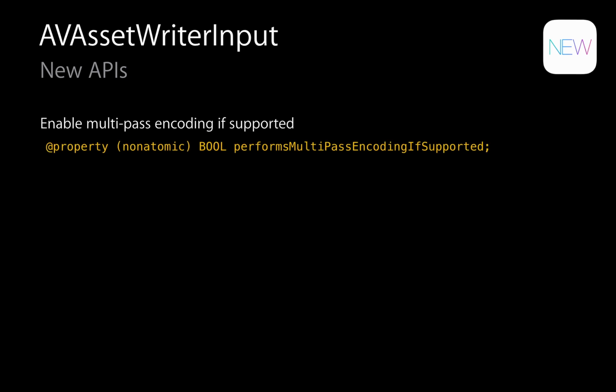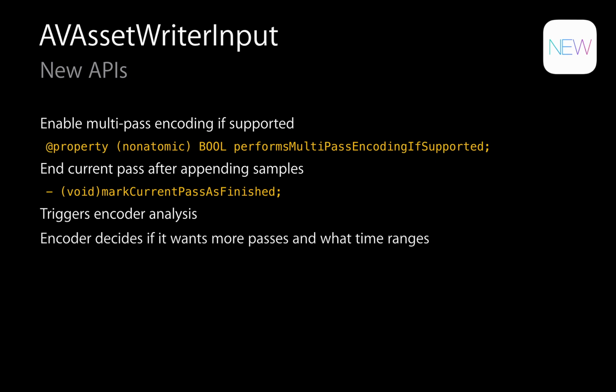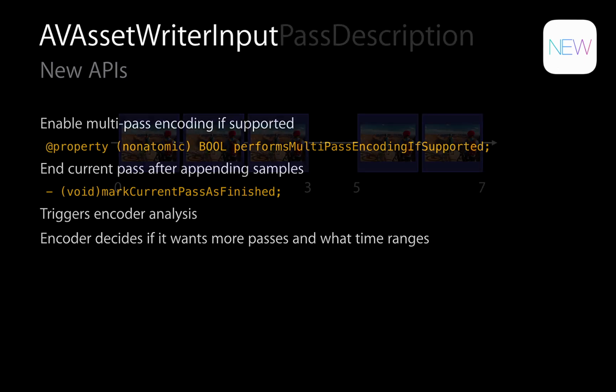Let's go over the new AV Asset Writer input APIs. Like AV Asset Export Session, you need to enable multipass. Set this to yes, and you're automatically opted in. Then after you're done appending samples, you need to mark the current pass as finished. What does this do? Well, this triggers the encoder analysis. The encoder needs to decide if it needs to perform multiple passes, and if so, what time ranges. The encoder might say, I want to see the entire sequence again, or I want to see subsets of the sequence. So how does the encoder talk about what time ranges it wants for the next pass?